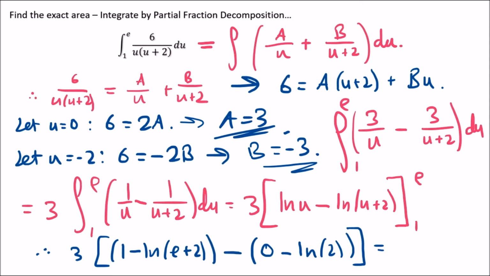Now all you do is tidy this up. If you tidy this up neatly, you've got 0 minus this term, so this will be a positive log 2, so it'll be 1 minus ln of e plus 2 plus log 2, and simplifying all of it neatly, you should get 1 plus log of 2 over e plus 2. So log of 2 over e plus 2.